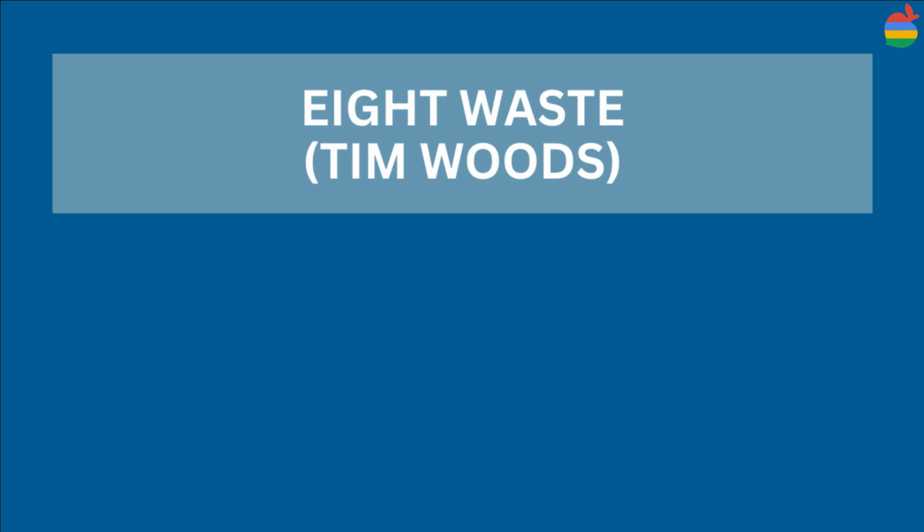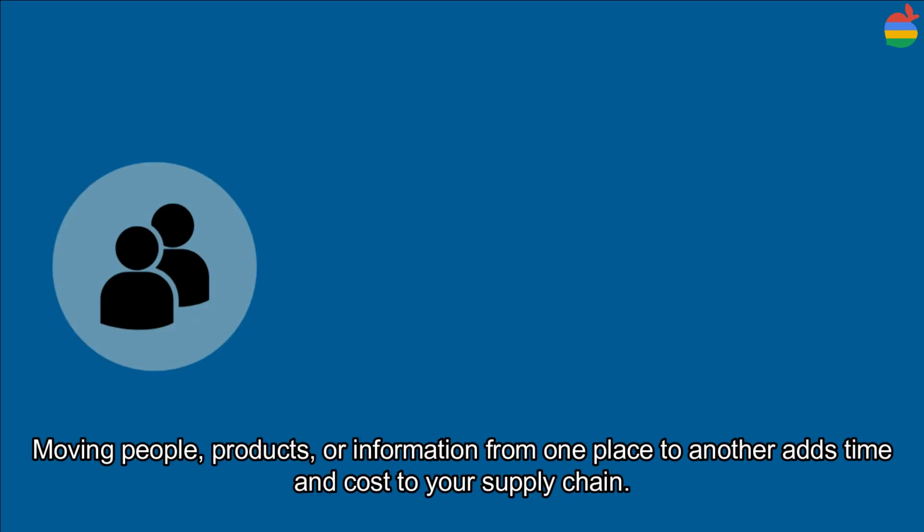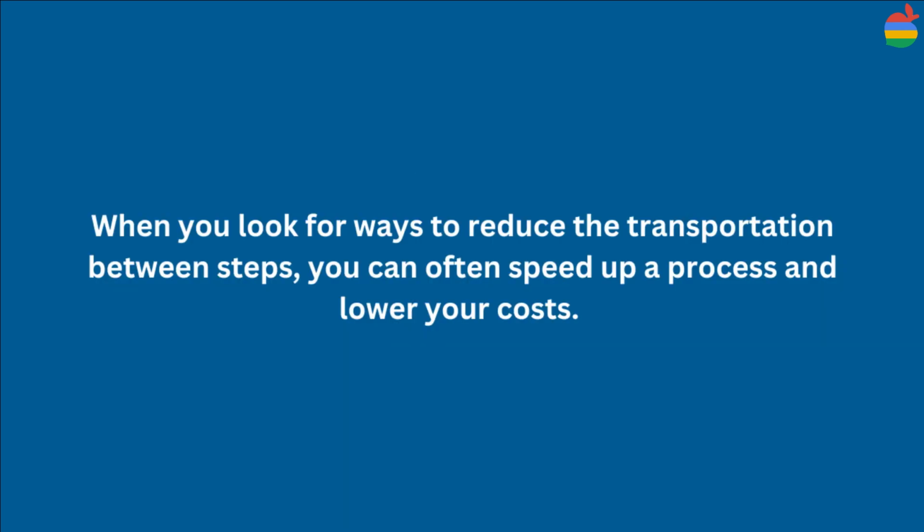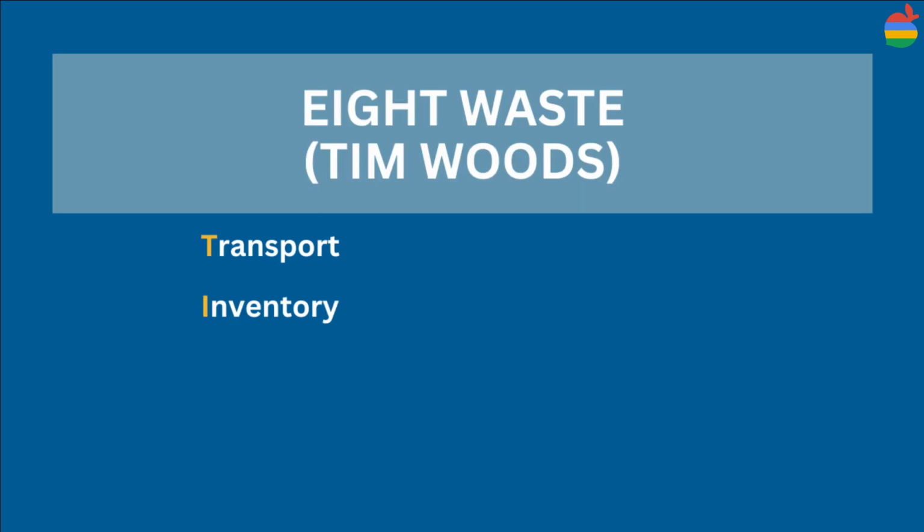The easier way to remember the 8 ways is the acronym TIMWOODS. T is for transportation. Moving people, products or information from one place to another adds time and cost to your supply chain. When you look for ways to reduce the transportation between steps, you can often speed up a process and lower your costs. I is for inventory.